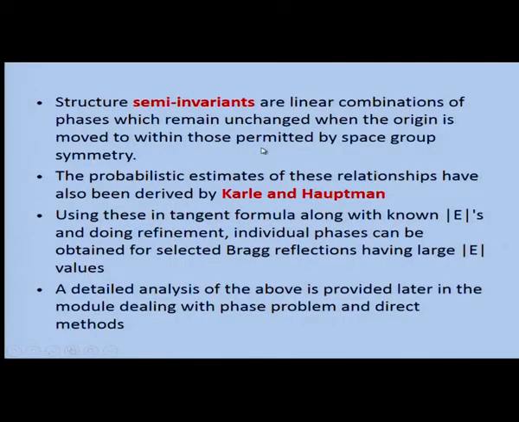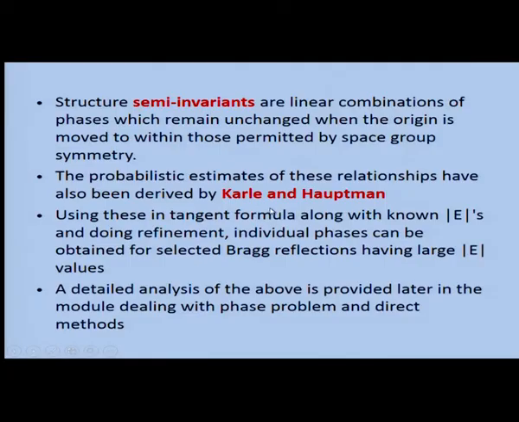The structure semi-invariants are linear combinations of phases which remain unchanged when the origin is moved to within those permitted by space group symmetry. As per the statement, we understand that depending upon the space groups, the origins are limited. We cannot change the origin arbitrarily. The origin choices are limited. The probabilistic estimates of these relationships, structure invariants and semi-invariants, have already been derived by Karle and Hauptman.